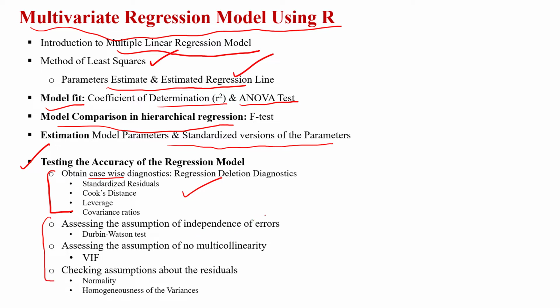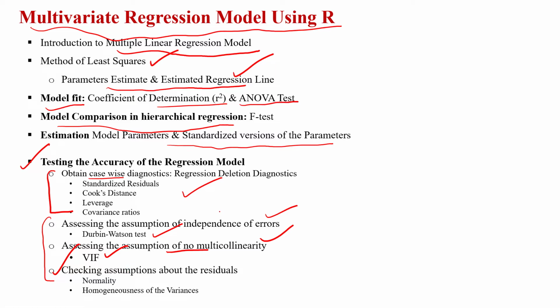Number one, the errors must be independent, through the Durbin-Watson test. Then we will check the multicollinearity between the independent variables. If there is multicollinearity, then the model is not good. So we have to make sure that there is no multicollinearity, with the help of VIF, which is called the variance inflation factor. And then we will check the normality of the residuals as well as the homogeneity of the variance.